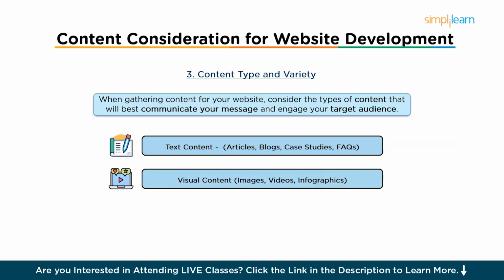The second is visual content: images, videos, infographics. Images: high quality, relevant images can enhance the look of your website and help illustrate your message. This could include product photos, team images, or industry related visuals. The second is videos. Videos are highly engaging and can be used to explain concepts, show product demos, or tell your brand story. YouTube videos or embedded video content can also boost engagement on your website.